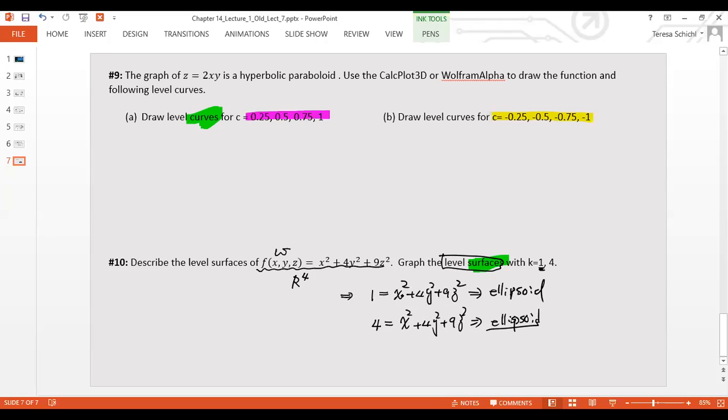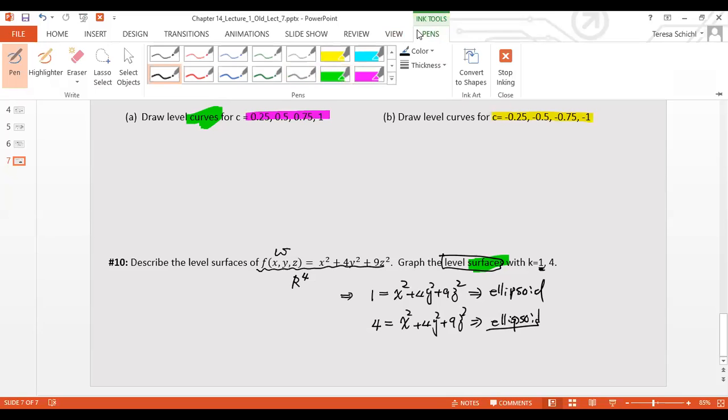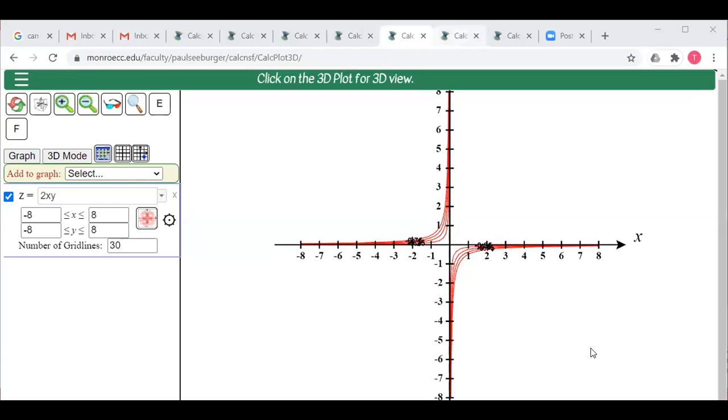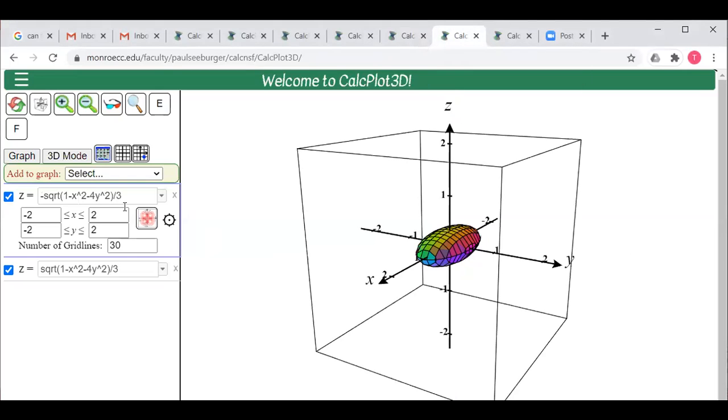So how can I use the plot tool to see what it looks like? Here, let me stop sharing. Let's go to my other screen. Okay, now let's go to this one here. So this is the one.